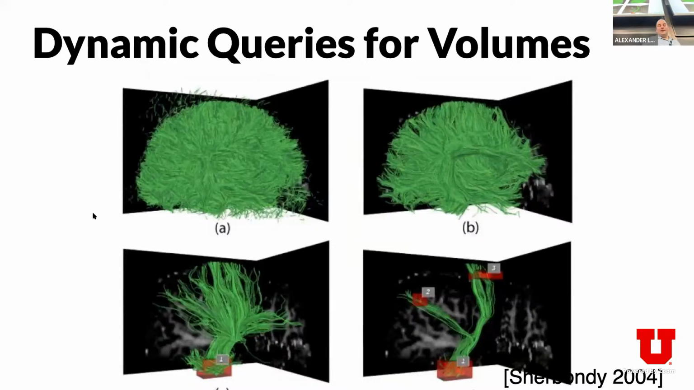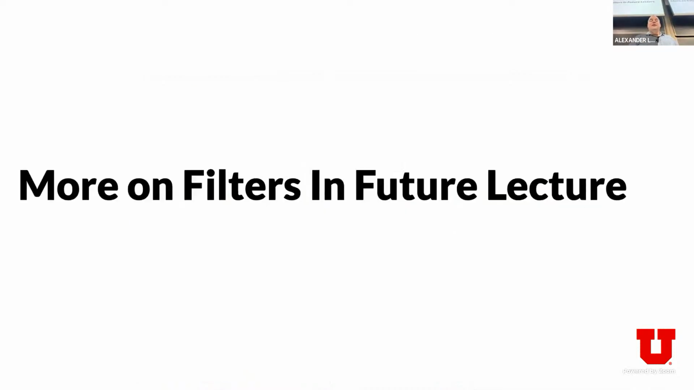You could even do this for 3D space. So for example, here you would have a box that is probably the brainstem, and you only want to filter all the paths in the brain that go through that particular box, or more complicated examples, as you see on the right. And then I'll be talking more about filters in a future lecture because it's such an important principle.